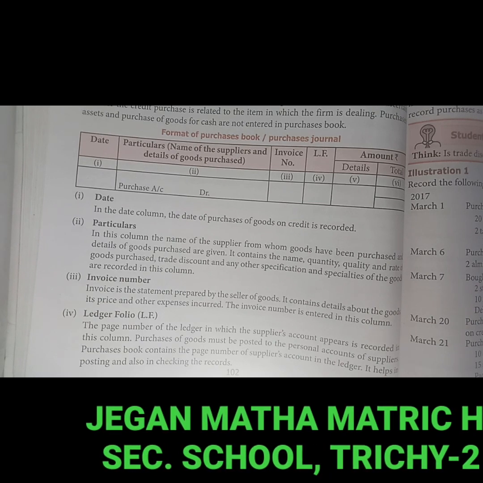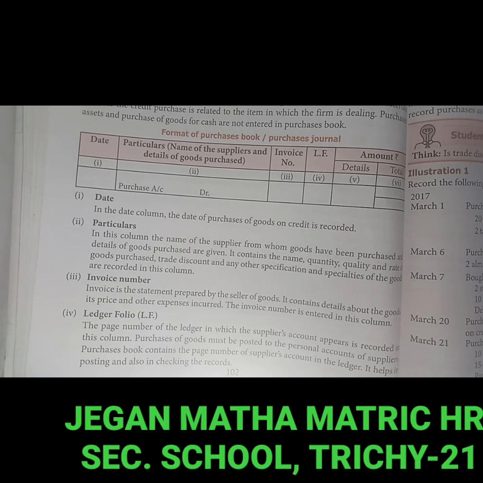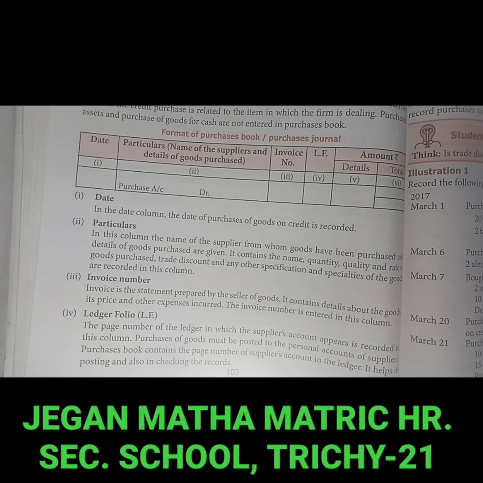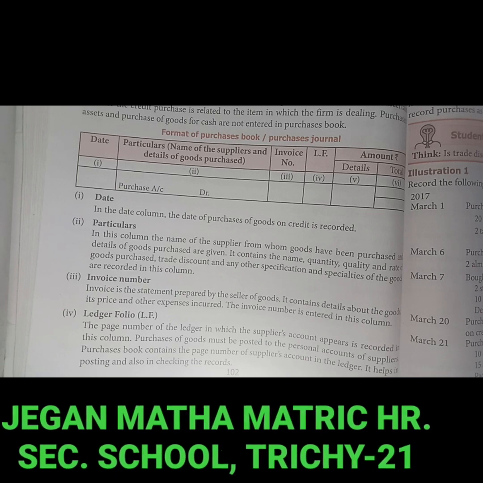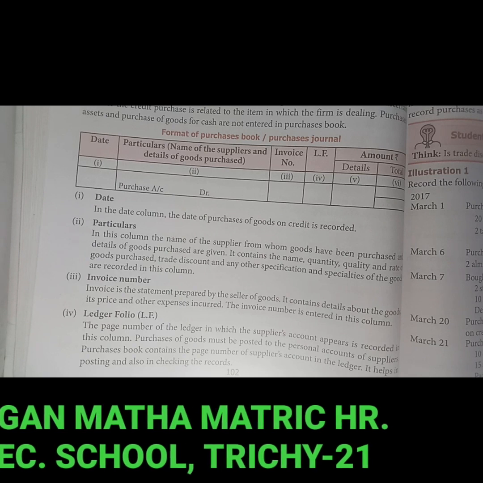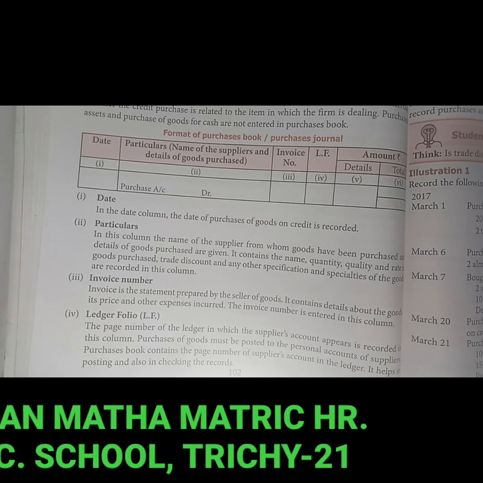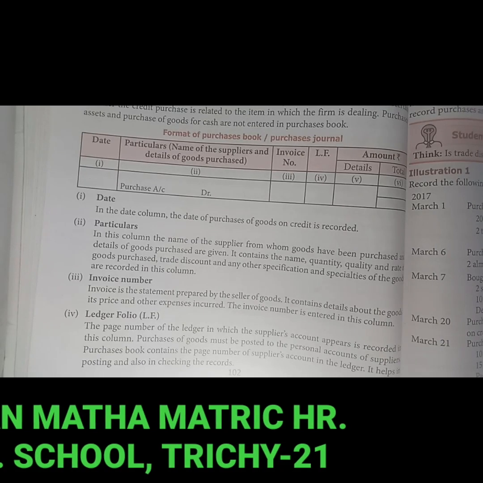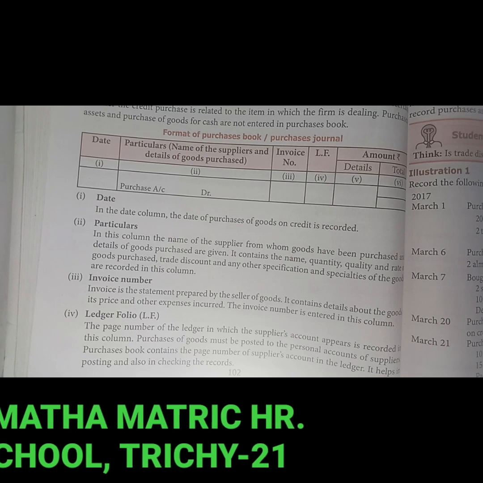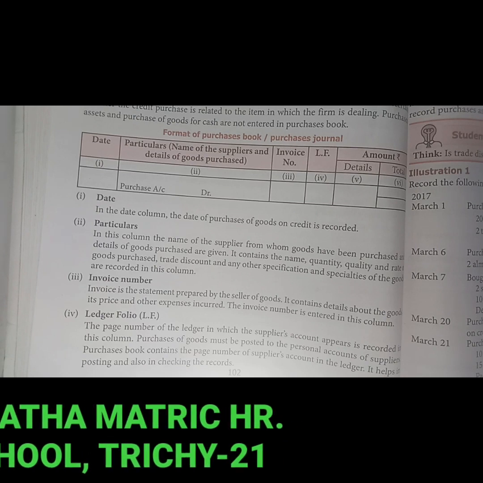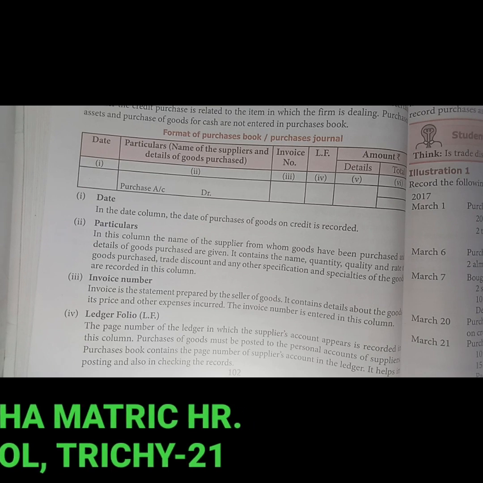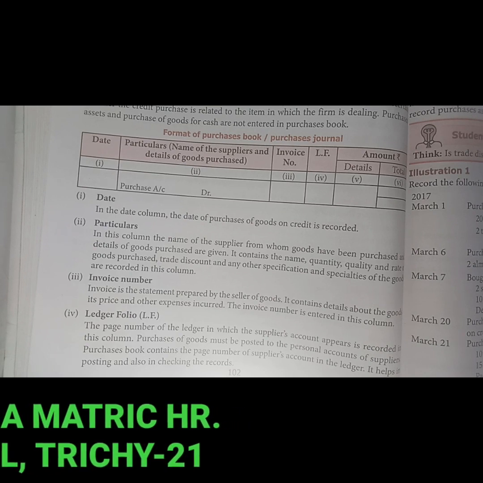The next one, invoice number and ledger folio. Invoice is the statement prepared by the seller of goods. It contains details about the goods, its price and other expenses incurred. So the invoice number is entered in the invoice column. The next one, ledger folio. The page number of the ledger in which the supplier's account is recorded is entered in this column. Purchases must be posted to the personal account of the supplier, so the purchase book contains the page number of the supplier's account in the ledger. It helps in the posting and also in checking the records.